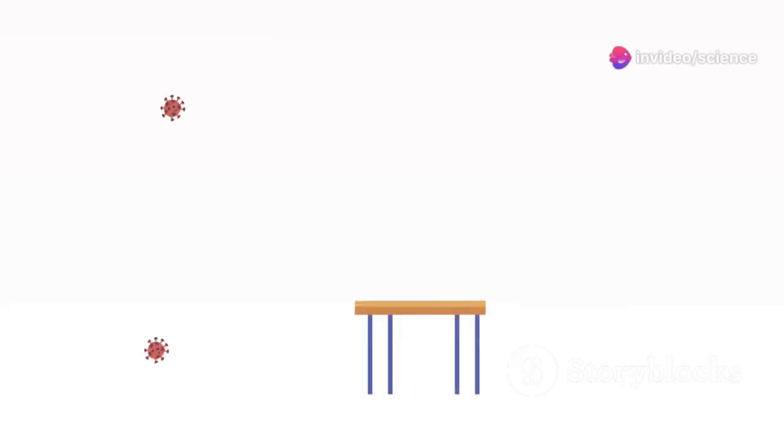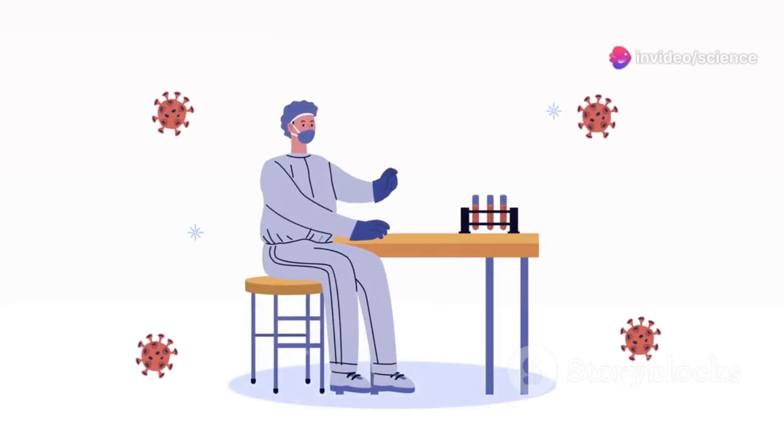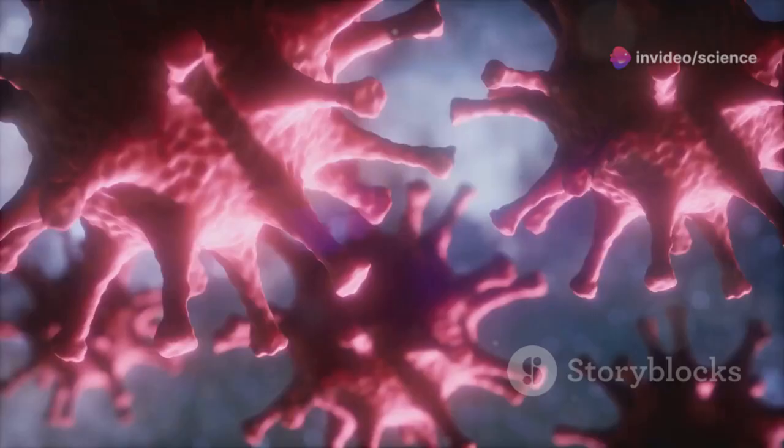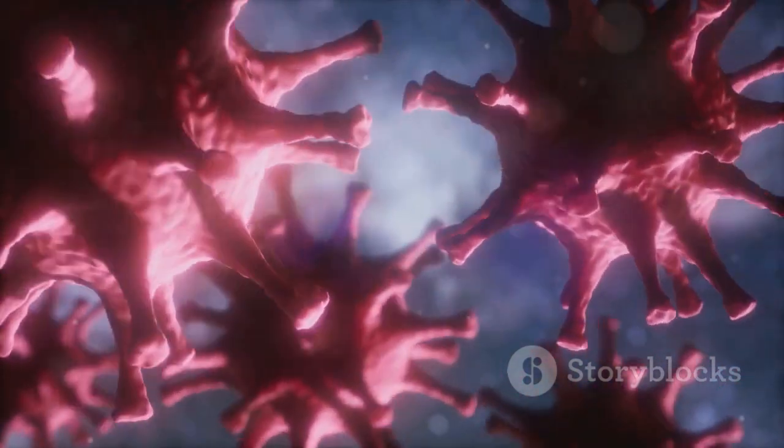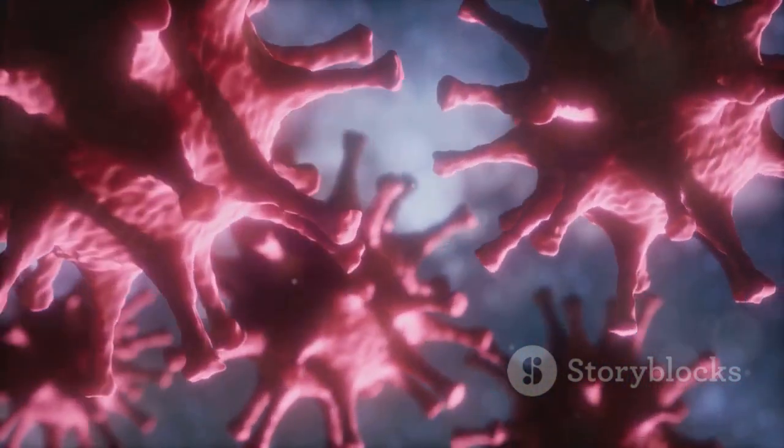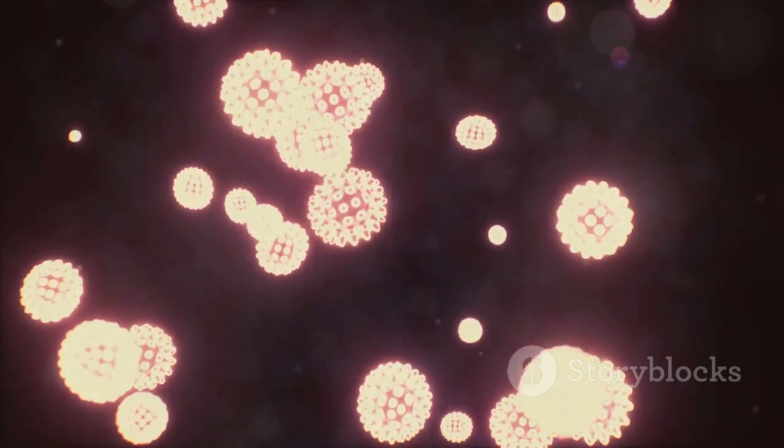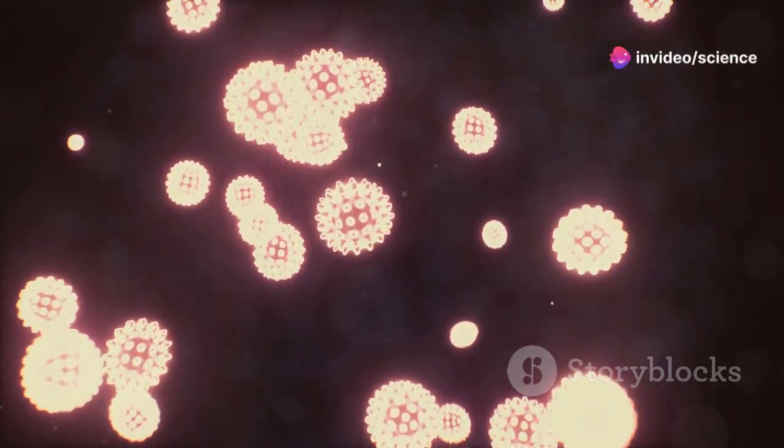Section 6, Lytic versus Lysogenic, a tale of two cycles. To help you visualize the differences, let's compare the lytic and lysogenic cycles in a simple table. Feature: outcome. Lytic cycle: cell death. Lysogenic cycle: cell survives, at least initially.